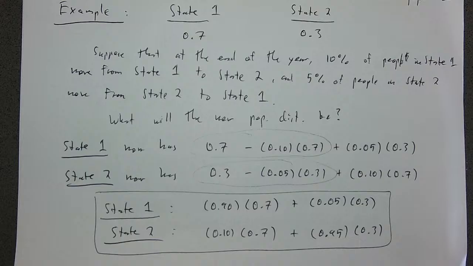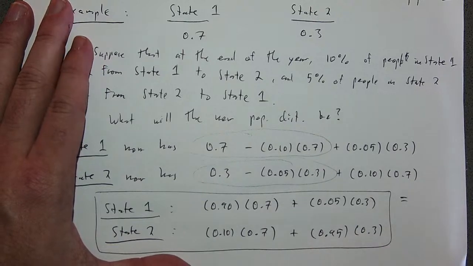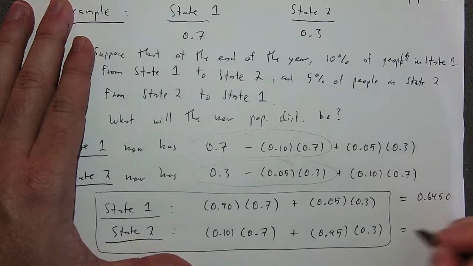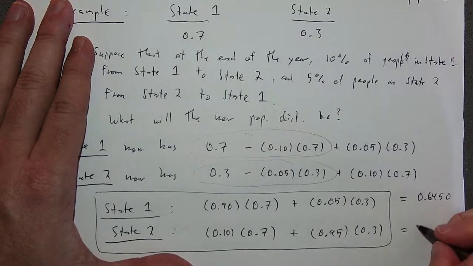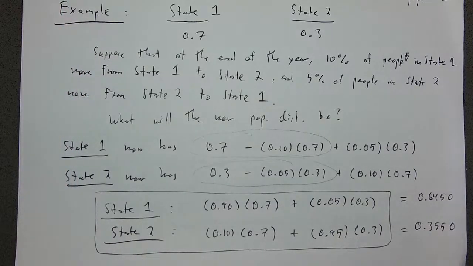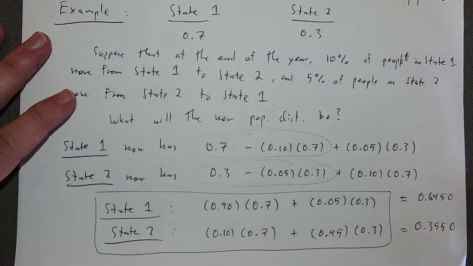Now we can actually compute these things if you like. So what is this if you actually compute it? This is 0.6450, and this is 0.3550. Okay, you'll notice that this is still distributed in such a way that the sum of these is 1. And now of course, say that this happens again the next year. Then you would update these values here. These would be your new values.